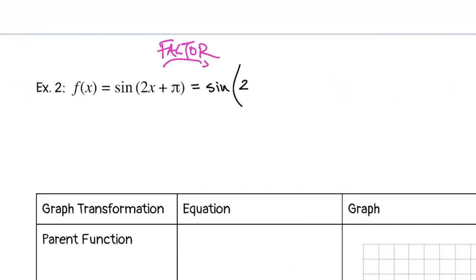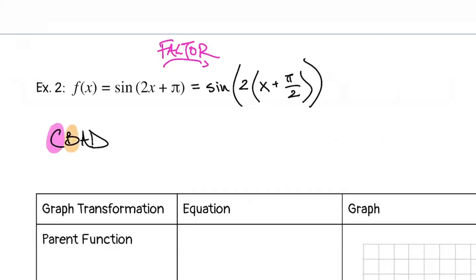So we factor out. We're going to have a 2. And what do we have inside the parentheses? Great. X plus pi over 2. Okay. So please make sure that you see that. All right. And then we have our good old phrase, see bad. All right. So what letters do we see here now that we factor?